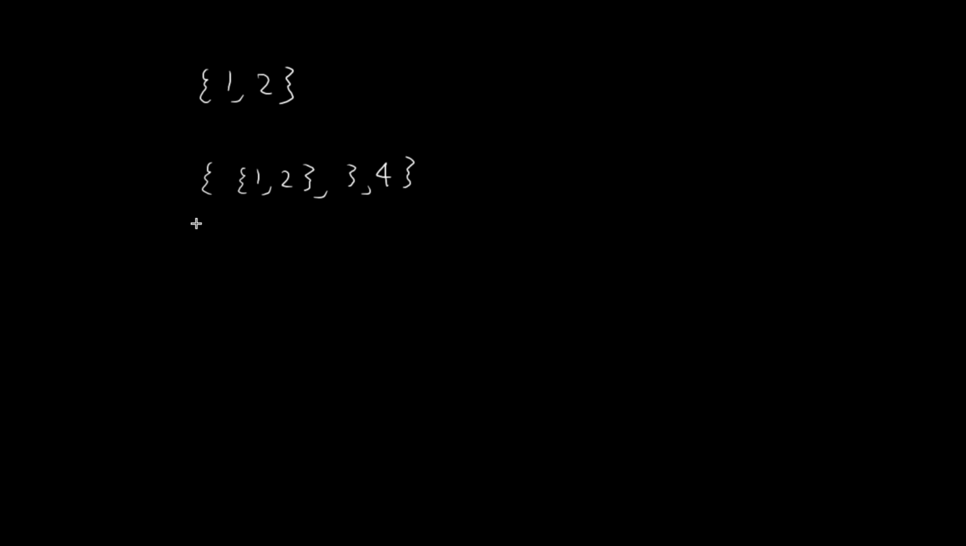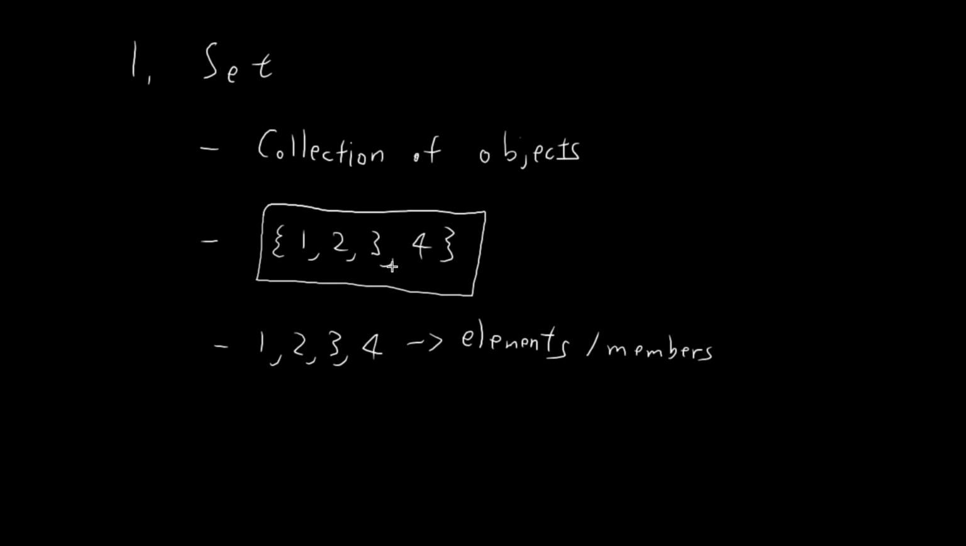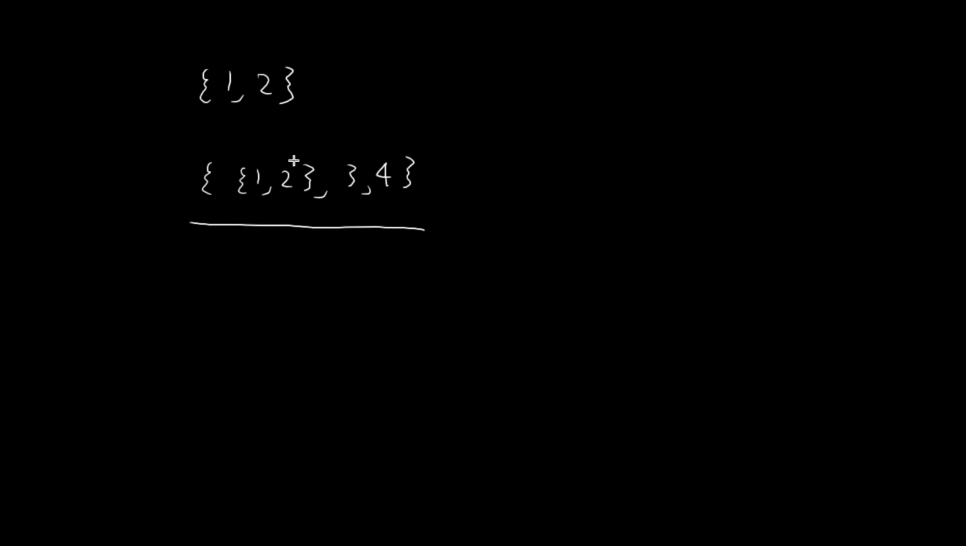So you can contrast this example over here with our previous example. In our previous example, we had a set consisting of 4 objects, and all of those objects were numbers. Here in this example, we have a set consisting of 3 objects, where one object is a set and the other 2 objects are numbers. So here you can see that a set can also be a member of another set.